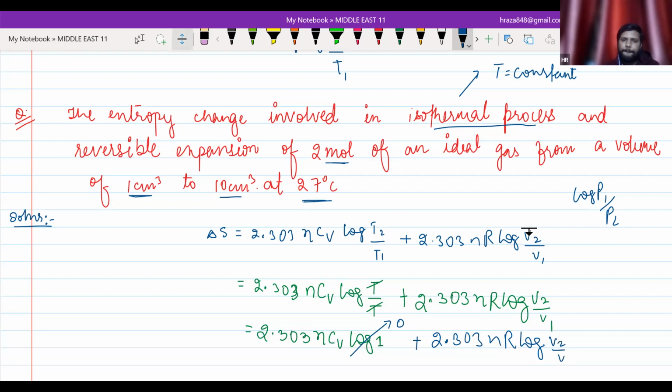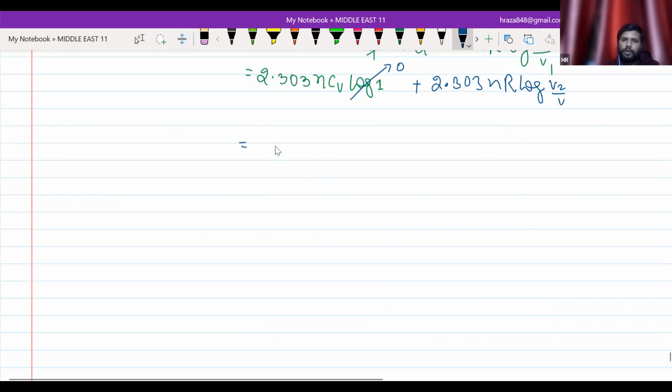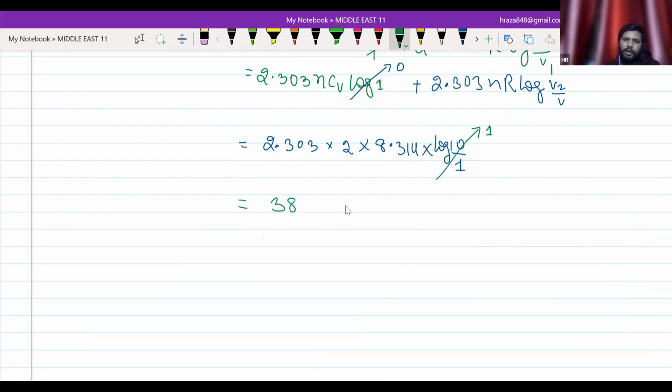Now we have the formula 2.303 nR log V2 upon V1. n is number of moles, which is 2, and the value of R is 8.314 joule. Volume: final is 10 and initial is 1. Log 10 has a value equal to 1, and when we multiply it, it will be almost equal to 38.2 something joule per Kelvin per mole.